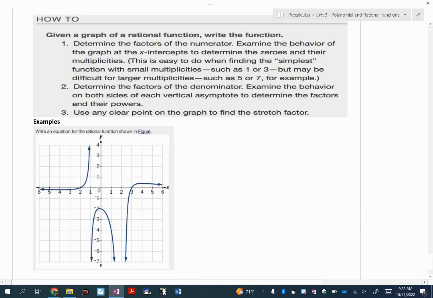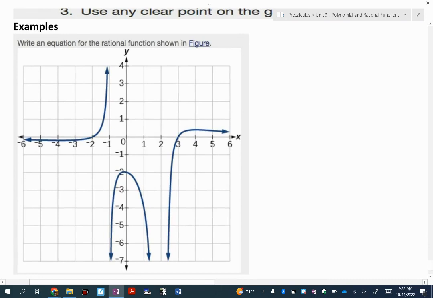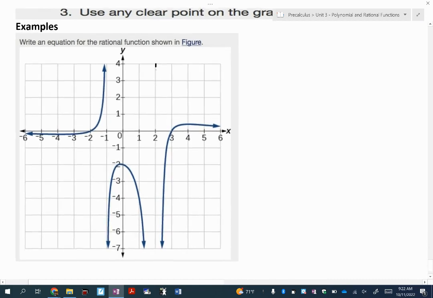So let's write down the stuff that's given to us here. I'm going to do the vertical asymptotes first. So here's one vertical asymptote.